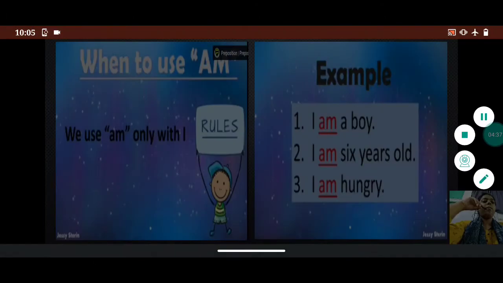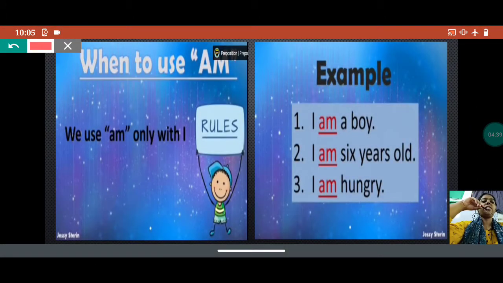When to use am? Now let us see where we can use am. We use am only with I. I is the best friend of am and it never leaves am to go with others. So I and am are always best friends. So always remember, students, that whenever I is used, am will be there. I cannot be used with other things, that is, is or are. I is always used with am.